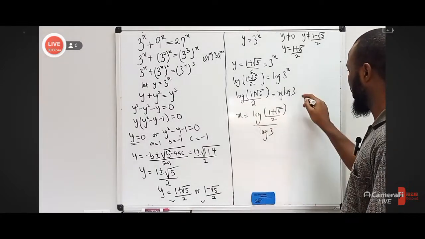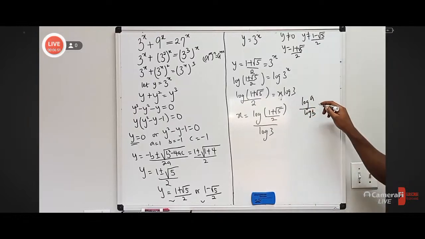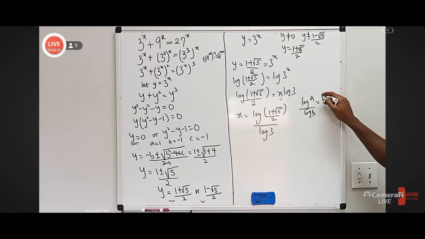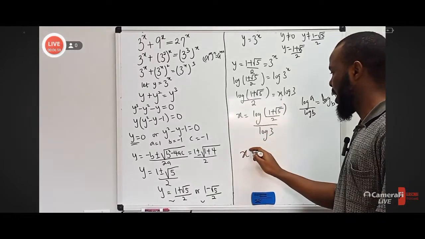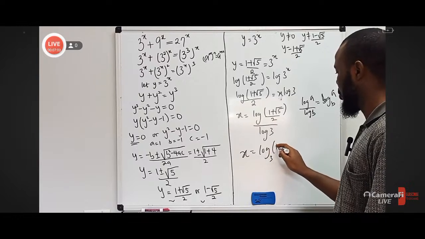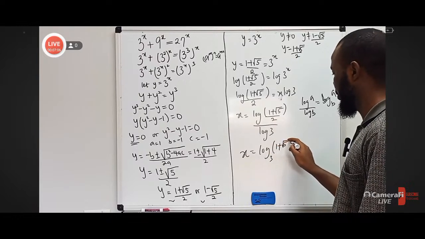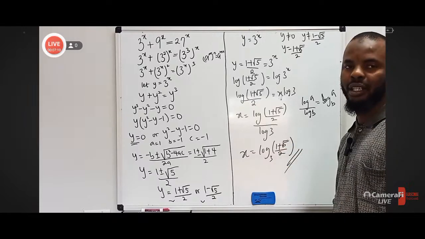So, when you have log a in base 10 over log b in base 10, this is the same thing as what? Log a base b. So the same thing is going to be applied here. Here my x is going to be log in base 3 of 1 plus root 5 over 2. So this is the final answer for x.